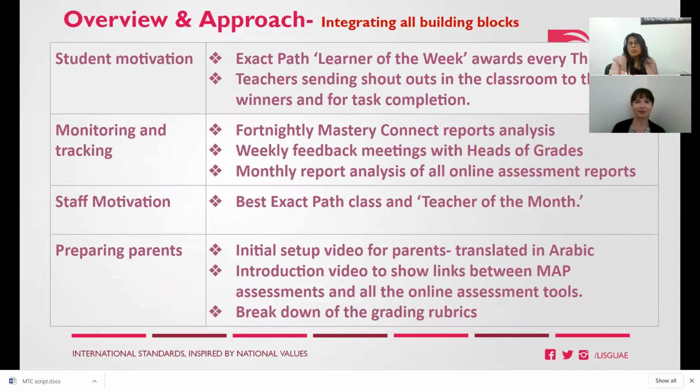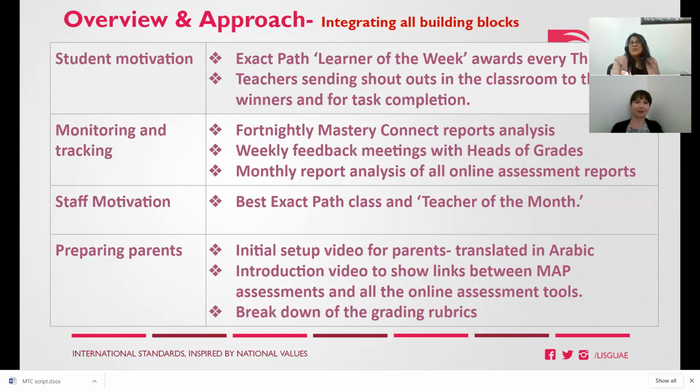Monitoring and tracking was really important, and it was done quite often: weekly, fortnightly, and monthly. The senior leadership would check the Mastery Connect and Exact Path reports weekly, and talk to the heads of grades and analyze those reports, talking about what's going well, if they need support, what's not going well, and what we can do. Those are the sorts of questions being asked. This has been done very religiously by the senior leadership team.